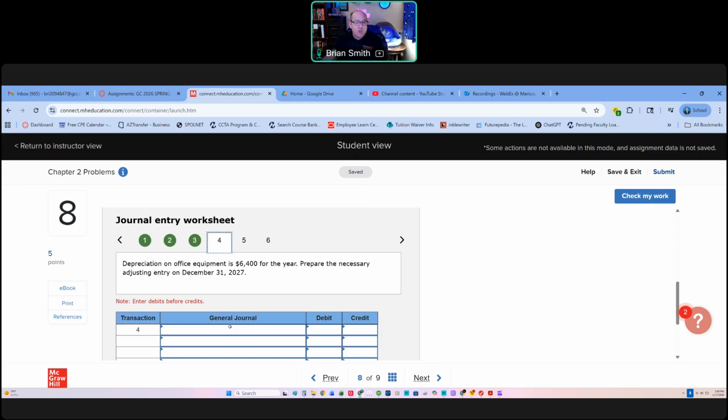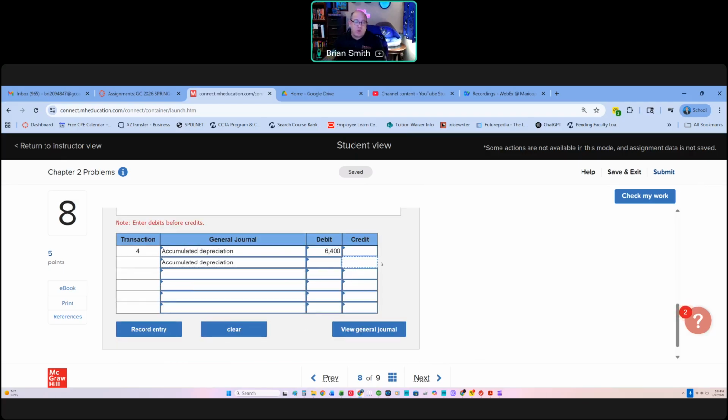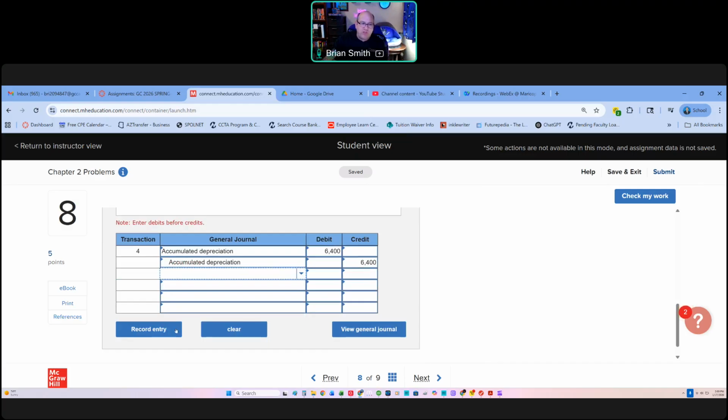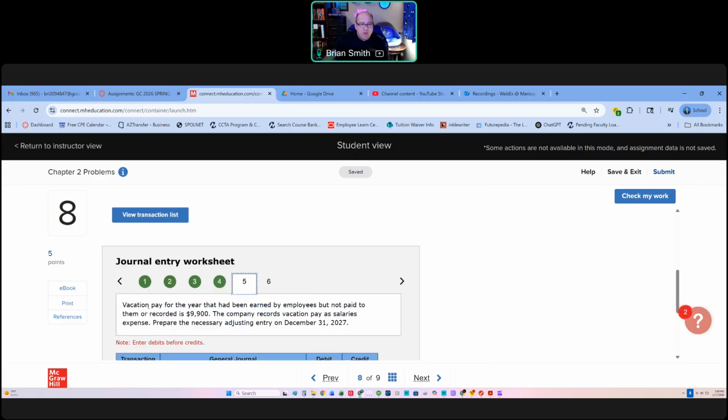But okay, depreciation on office equipment is 6,000 for us. So we don't have to calculate depreciation. We're going to debit depreciation expense. This one's too easy. Hopefully it just tells us what it is, and then we're going to do accumulated depreciation. There's nothing extra there. If you had several accounts of depreciation, you would identify this as office equipment. Maybe you have vehicles or something else, but in this case, we just need to put that.